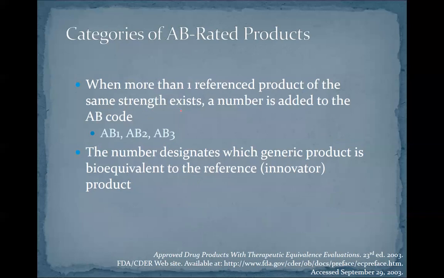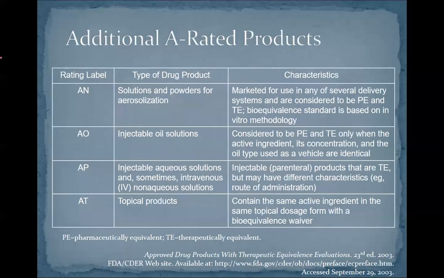When more than one reference product of the same strength exists, a number is added to the AB code: 1, 2, or 3. When we have more than one reference product of the same compound, the number designates which generic product is bioequivalent to the reference product. That is what this particular number stands for. We have additional rating problems, such as when we talk about a rating label as AN. That means the drug product is available as a solution and powder for aerosolization, and it is marketed for use in any of the delivery systems, and is both pharmaceutical equivalent and therapeutic equivalent also.